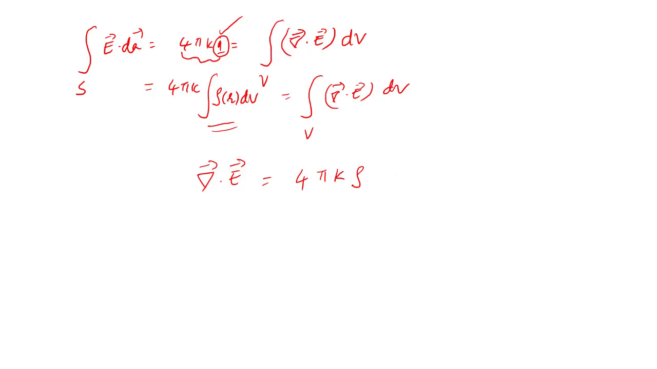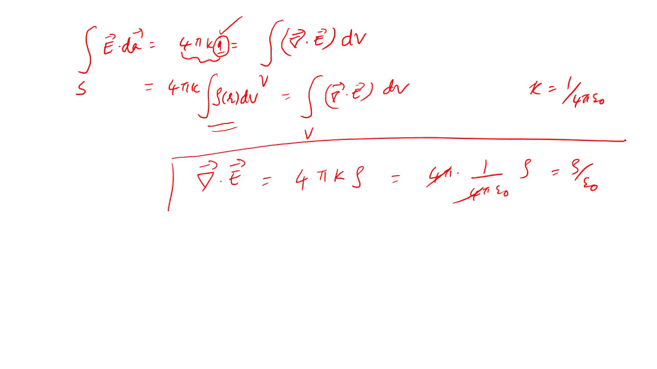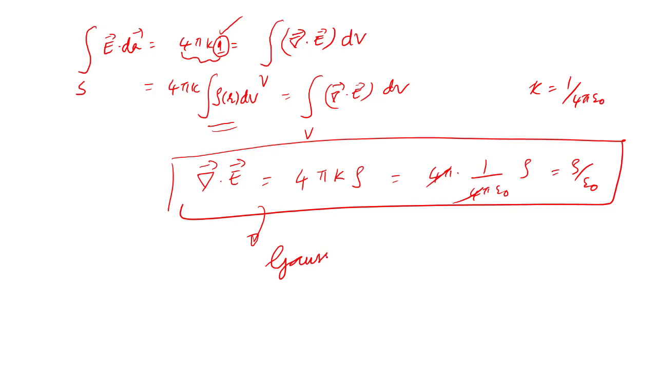And in SI units, k is equal to 1 by 4 pi epsilon naught. If I plug that in, I would have 1 over 4 pi epsilon naught times rho. These cancel out, so I have rho by epsilon naught. So this is Gauss's law, not to be confused with Gauss's theorem.